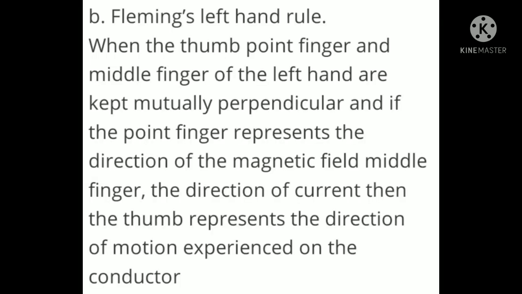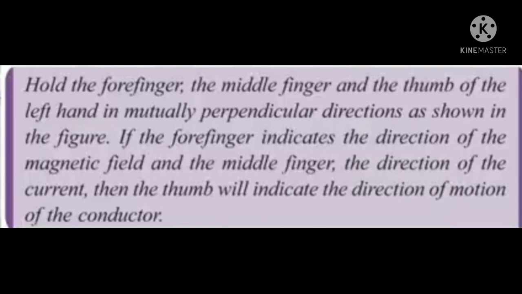What is Fleming's left-hand rule? It is a 2-mark or 3-mark question. Thumb, forefinger and middle finger of the left hand are kept mutually perpendicular, and if the forefinger represents the direction of magnetic field and the middle finger the direction of current, then the thumb represents the direction of motion experienced by the conductor.